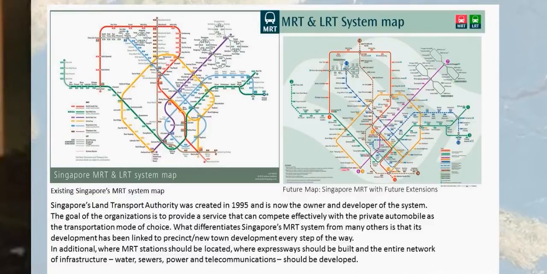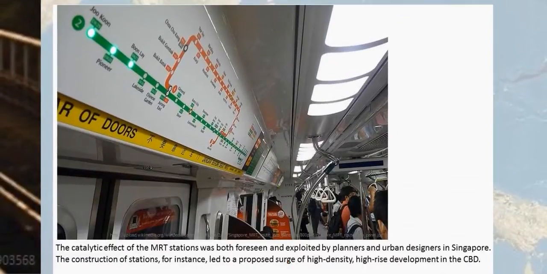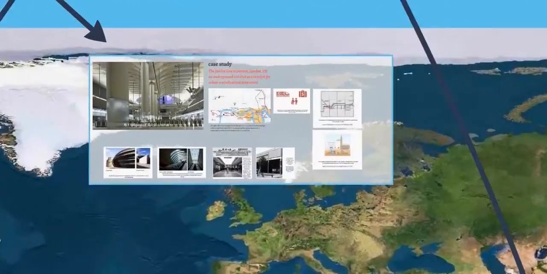In addition, where MRT stations should be located, where expressways should be built, and the entire network of infrastructure, water, sewer, power, and telecommunications should be developed. The cannibalistic effect of the MRT station was both foreseen and exploited by the planner and urban designer in Singapore. The construction of stations, for instance, leads to a proposed surge of high-density, high-rise development in the CBD.